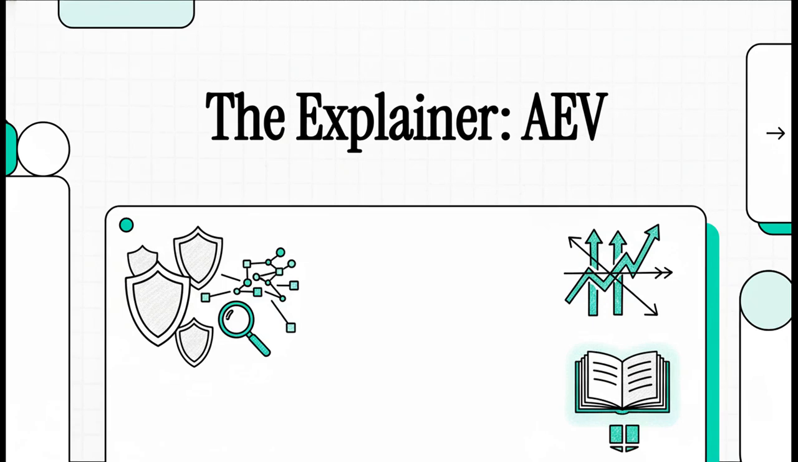Today, we're diving into a really interesting new category in cybersecurity called Adversarial Exposure Validation. This is all based on some fresh research from Gartner, and we're going to break down what it is and why you should actually care about it.